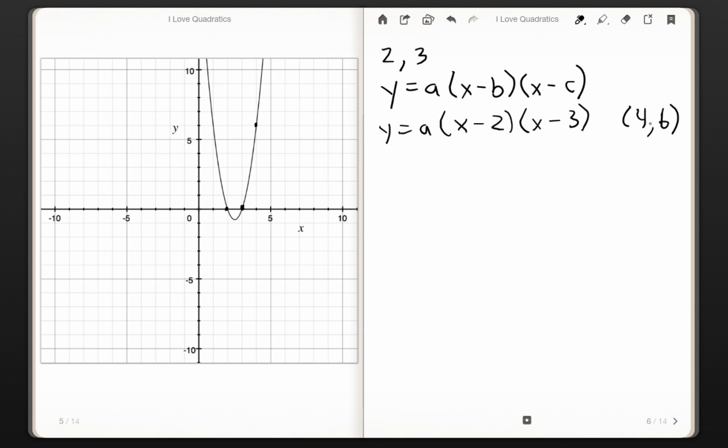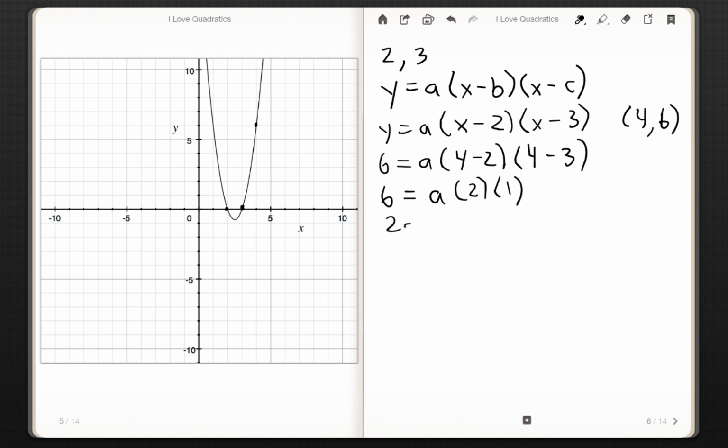So now let's just substitute that into this equation. So we'll get y of 6 equals a times x of 4 minus 2 times 4 minus 3. So here we'll get 6 equals a times 2 times 1. So 2a equals 6. So we can see that a equals 3.